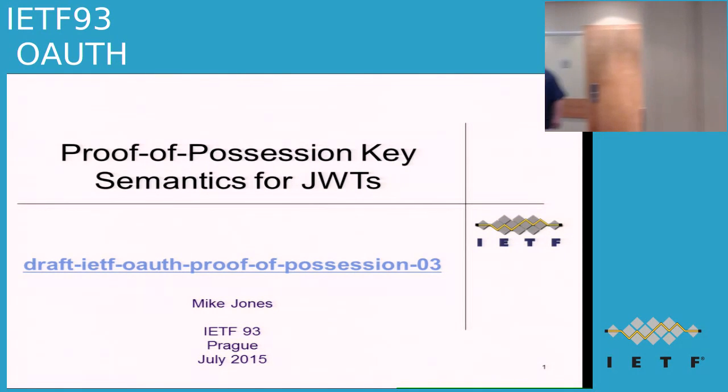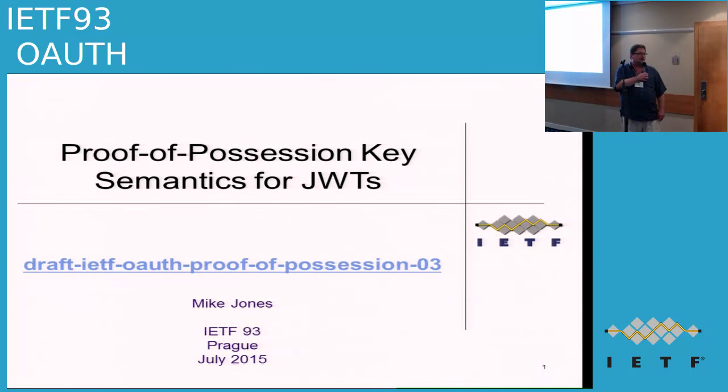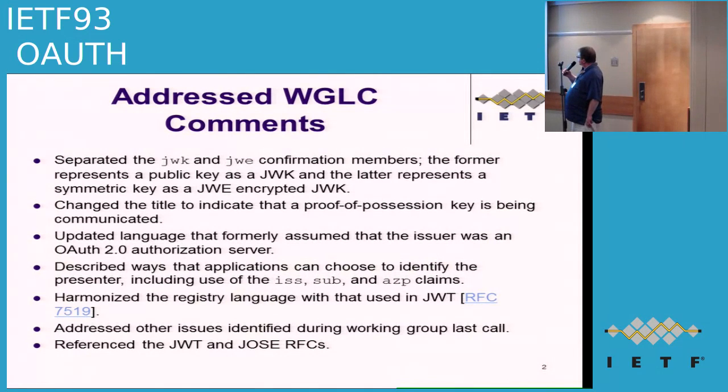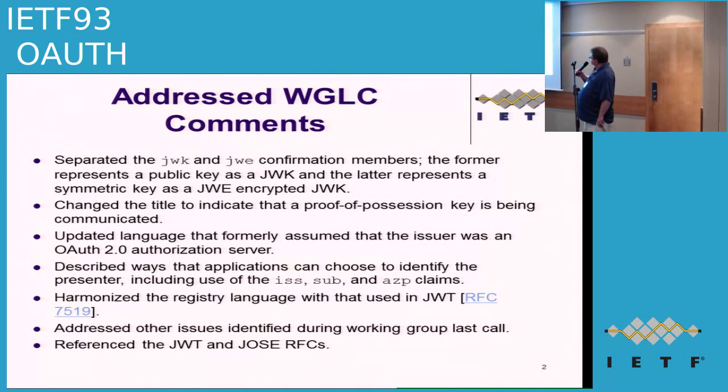So we separated the key versus encryption. I think that slide's wrong, actually. We separated the case where the proof of possession key was encrypted versus when it was just represented as a JWK. Now that's correct, using different subclaims. We changed the title to indicate that this isn't how you do proof of possession, this is how you deliver the key with which you would do proof of possession, which is out of scope for this draft.